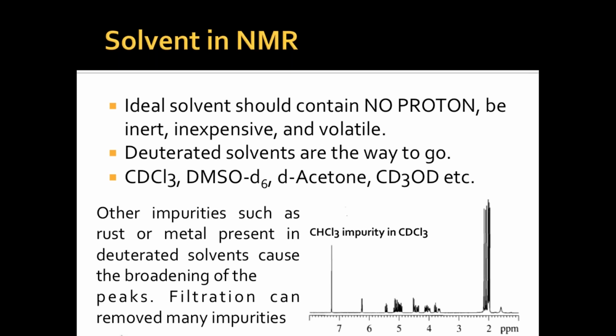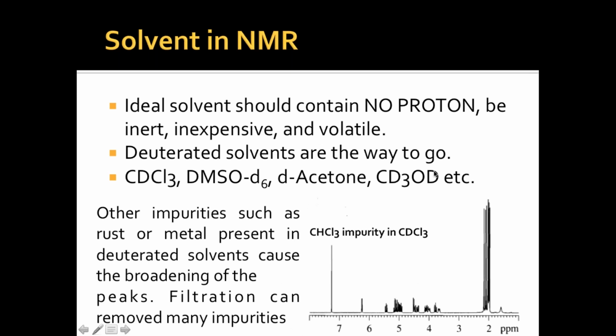Let's say CDCl3. How do we make that? We exchange the proton with deuterium. So the impurity is chloroform. A little chloroform, or simple DMSO, acetone or methanol, is the impurity in your deuterated solvent. Now those impurities will help you to get the reference peak in the NMR.